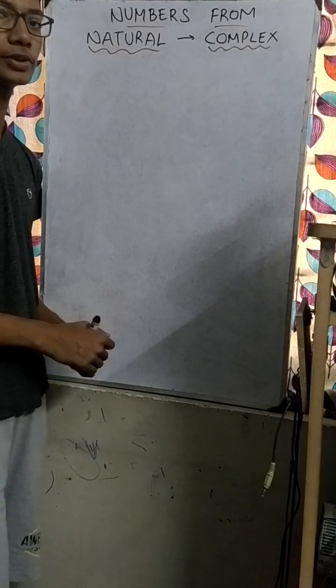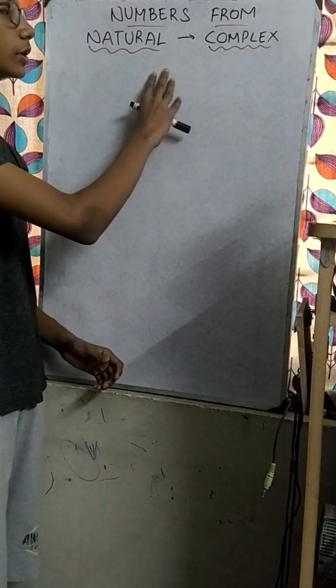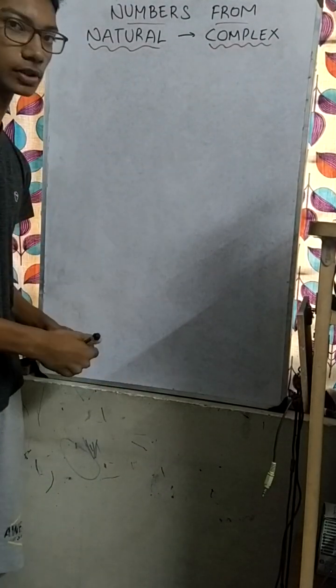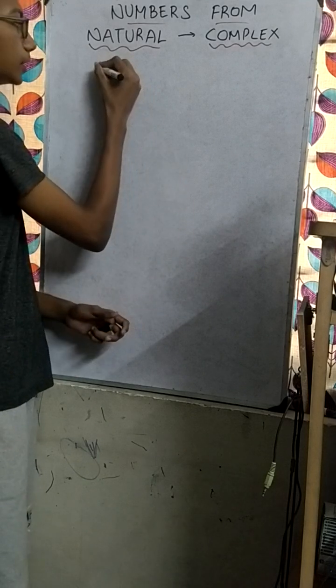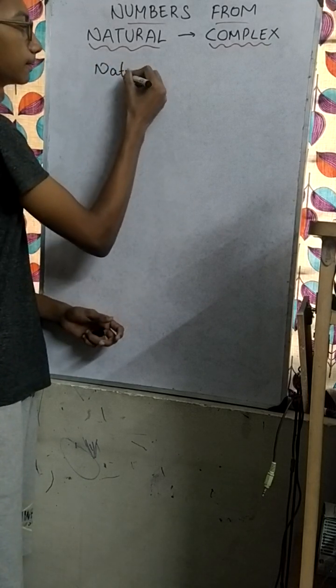In this video, we'll be seeing numbers from natural numbers all the way up to complex numbers. So let's start with the simpler one, that is natural numbers.